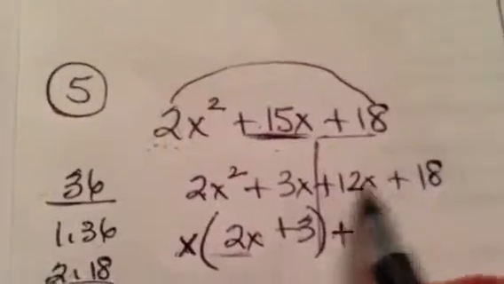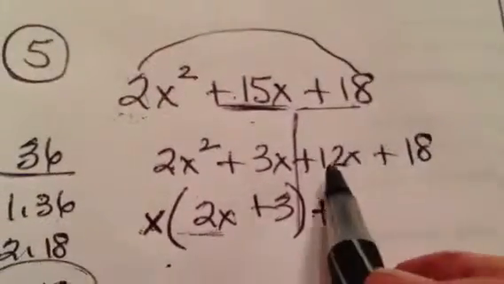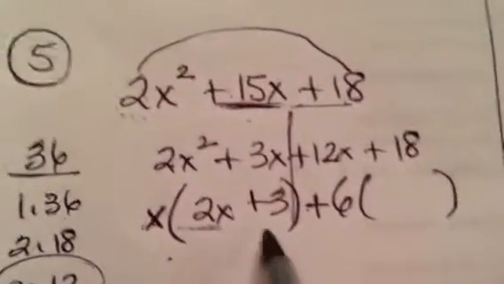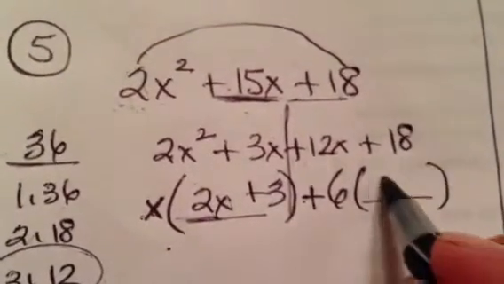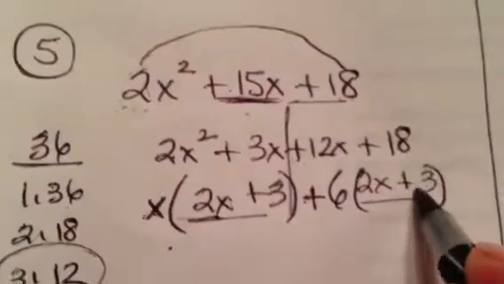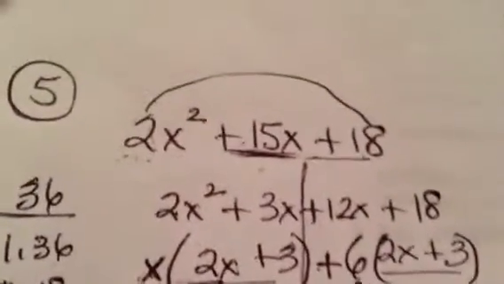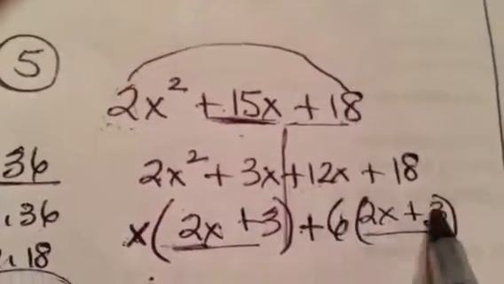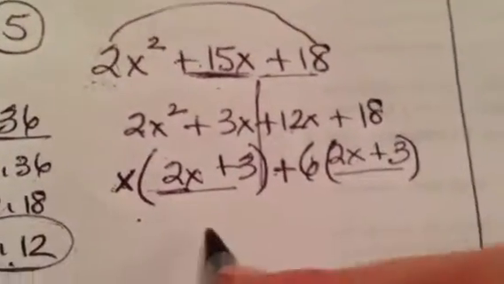What do these have in common? Find the greatest thing they have in common. And what, 6? 6 will go into both of those, so I'm going to say 6. And then whatever's in these parentheses, carry it over. Okay, it should work. If it doesn't work, you've either done something wrong or it just won't factor. 6 times 2x is 12x. 6 times 3 is 18. And I'm like, woo, that's what I wanted.